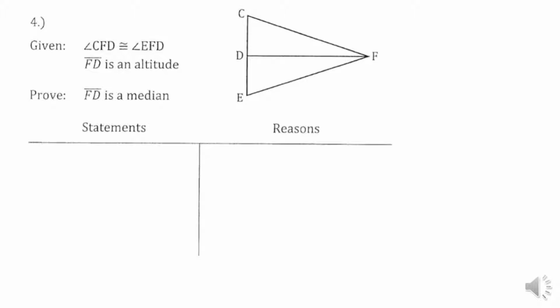Now we're trying to show that FD is a median. We're given that FD is an altitude. So let's go over the differences between a median and an altitude. When thinking about medians and altitudes, it's often helpful to think of a triangle as laying on one of its sides, being completely horizontal. So I have the shortest side of this triangle being completely horizontal. That's the side that this triangle is laying on.